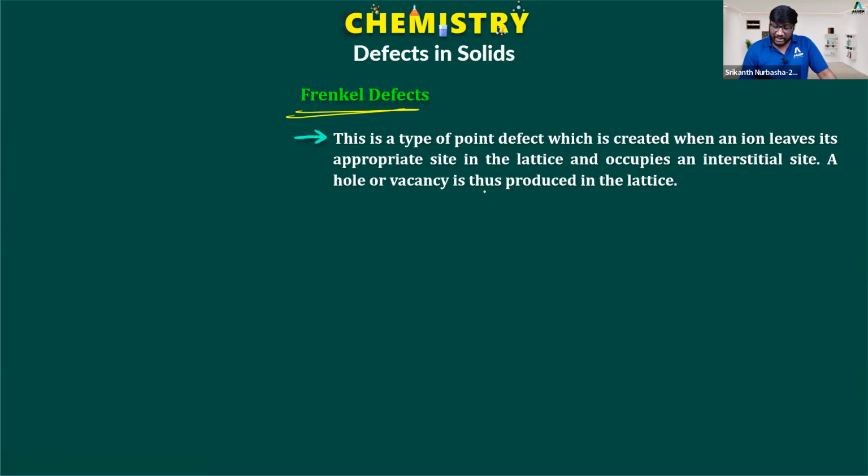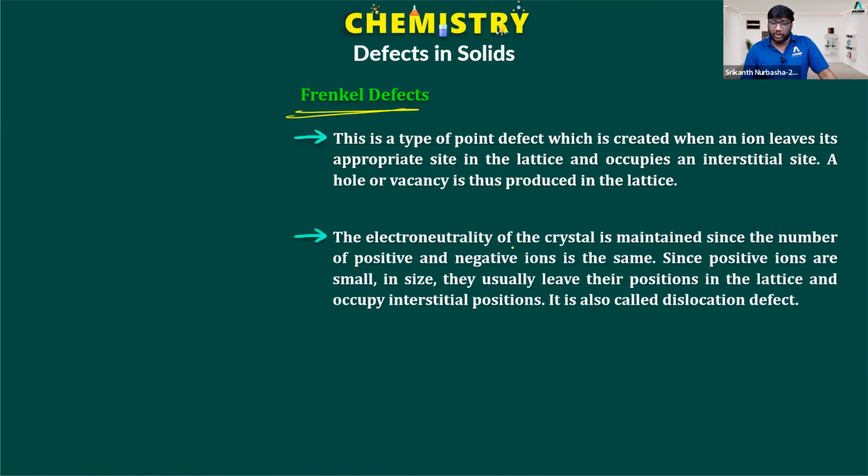A hole or vacancy is thus produced in the respective lattice. The electroneutrality of the crystal is maintained since the number of positive and negative ions is the same. Since positive ions are small in size, they usually leave their positions, because the large size anions are generally forming the lattice, no? So positive ions which are present at void spaces leave their positions and occupy the interstitial positions.